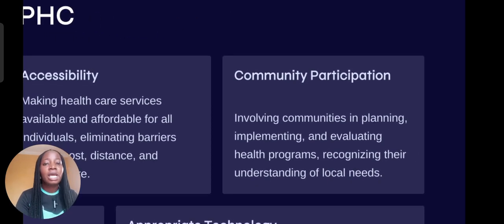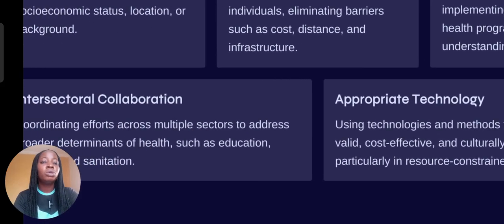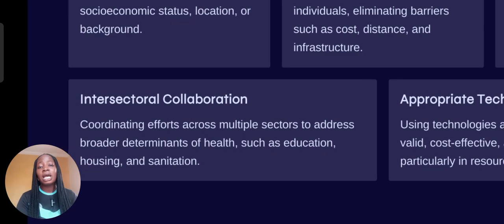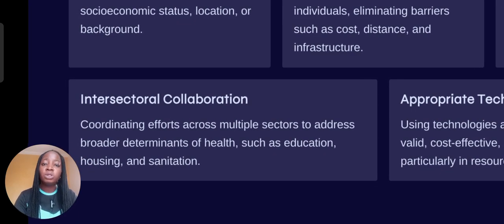Then also community participation is one of the core principles of primary healthcare, and it involves communities in planning, implementing, and evaluating health programs, recognizing and understanding their local needs. Okay, what is needed in the community, what's troubling the community? You have to get services that tackle the issue, not just concentrating on, oh, this works in so and so's place, and therefore it must work here. No, when you come to a community, you have to find out what their needs are, so you'll be able to provide the right services to this population.